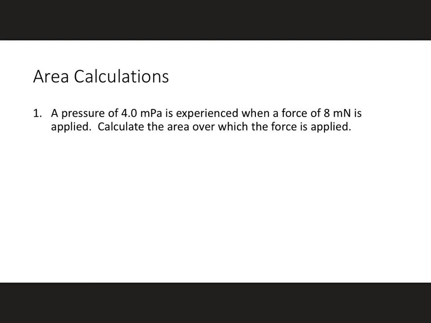So we're now going to look at a worked example in order to calculate area from the pressure equation. As always, we start in the same way. We're going to highlight what we know in the question. So here I've got the pressure is 4 millipascals. I'm going to put this up here. Pressure equals 4 millipascals. Now I need to convert that into pascals.